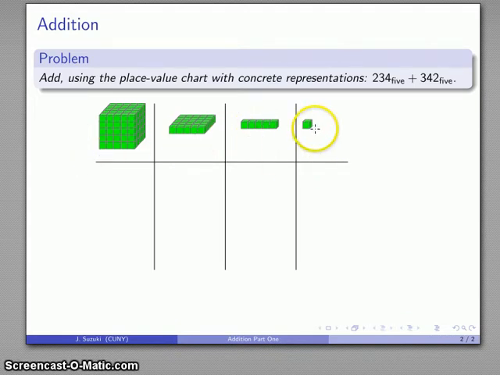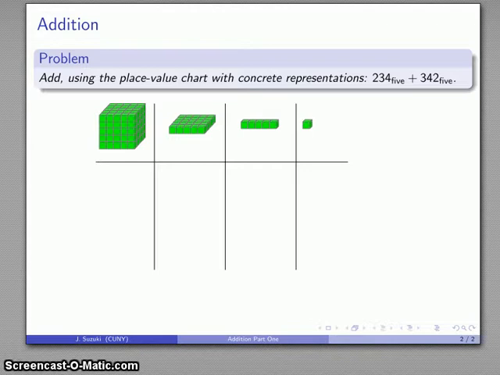Again, here's my 1. 5 of these form the next unit. 5 of these form the next unit. 5 of these form the next unit. And were I artistically inclined, 5 of these would form the next unit, and so on. Again, I don't actually need to draw what the units look like. They're just there because I happen to have some free time and like to draw.